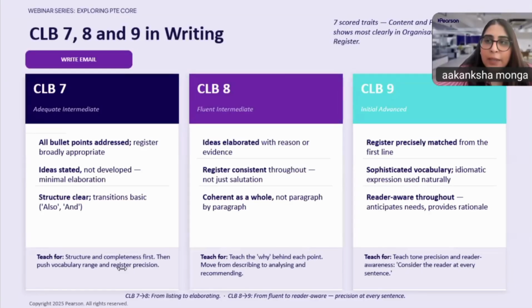But also then teach to push the range of vocabulary so that they are able to get to the next score bracket. And also work on precision in terms of register. So when we talk about register being formal, informal, or semi-formal, it doesn't always fall broadly in these three categories. There could be shades between that. So it's always really important to consider the relationship.